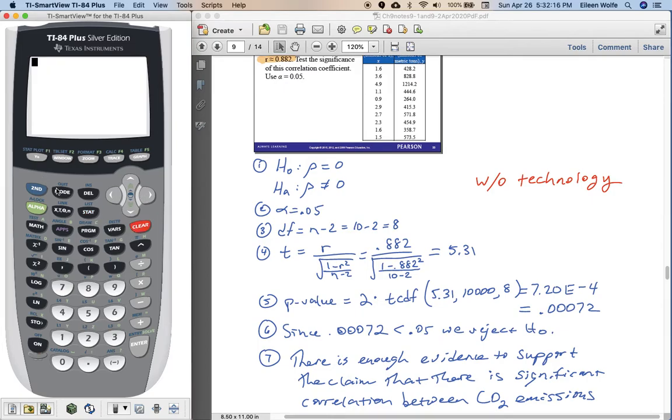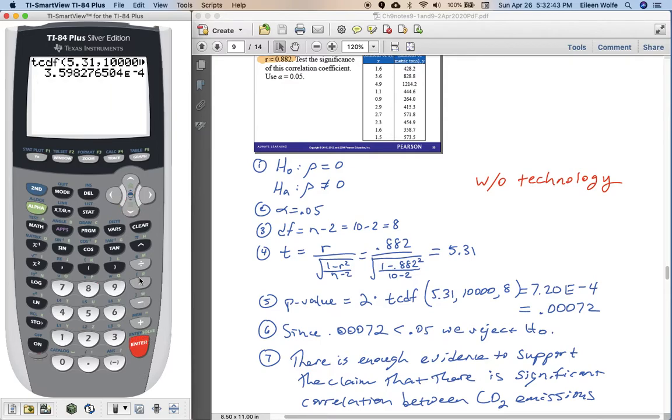Okay, then if I don't use the new fancy stat test, if I just went to the second VARS menu and did the usual p-value, looking up tcdf, I got 5.31. I need the tail area, so 5.31 to 10,000. Put in the degrees of freedom. That's 100,000, it doesn't matter. Degrees of freedom 8. Enter.